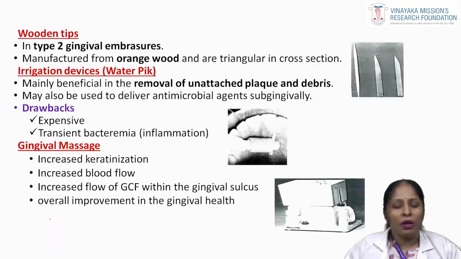Moving to the next interdental aid, the wooden tips. It is mainly indicated in type 2 gingival embrasures. It is mainly manufactured from orange wood and is triangular in cross section. The irrigation devices, the water pick, are mainly beneficial in the removal of unattached plaque and debris, and may also be used to deliver antimicrobial agents subgingivally. The drawbacks of these irrigation devices are that they are expensive and cause transient bacteremia, which results in inflammation.